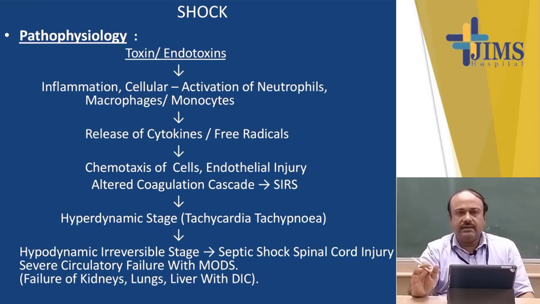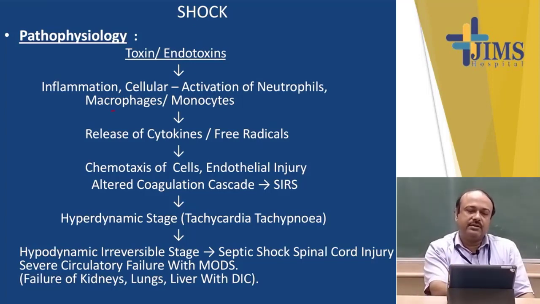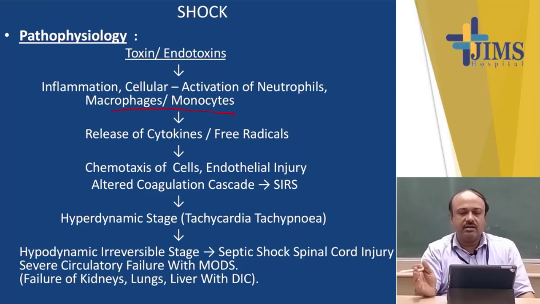Again I will highlight the pathophysiology of septic shock. Toxins and endotoxins cause cellular inflammation and activation of the macrophages and monocytes, which release cytokines like interleukin 1 and free radicals. There is chemotaxis of cells, endothelial injury and altered coagulation cascade, and what I had explained just a few minutes back, SIRS, that is systemic inflammatory response syndrome, ensues.